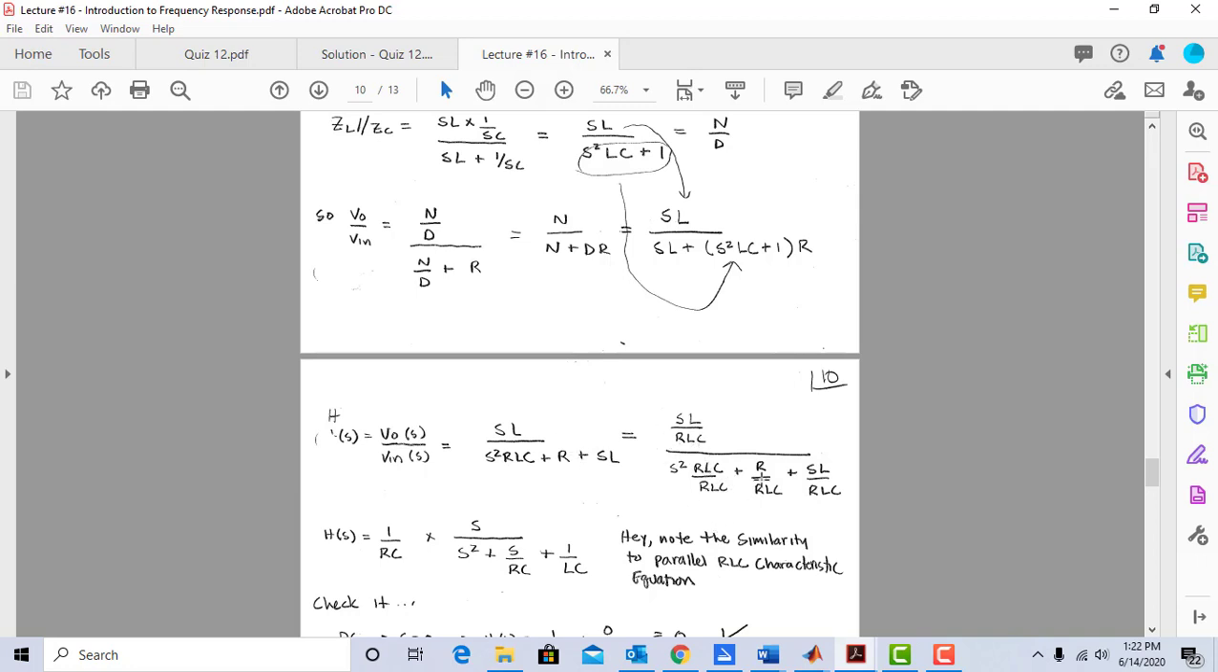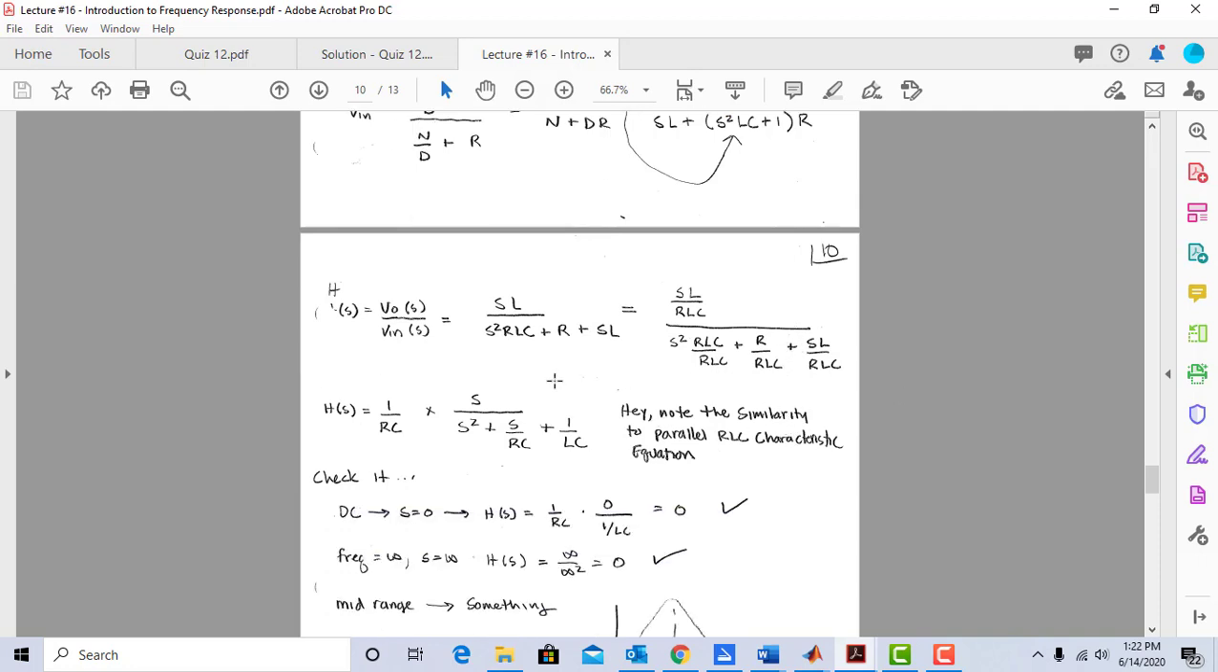So I divide through, and then I look at what I end up with: 1 over RC times S over S squared plus S over RC plus 1 over LC. Now you look at this and you say, hey, look at the similarity between this and the parallel RLC characteristic equation. It uses S, right? And this is that characteristic equation.